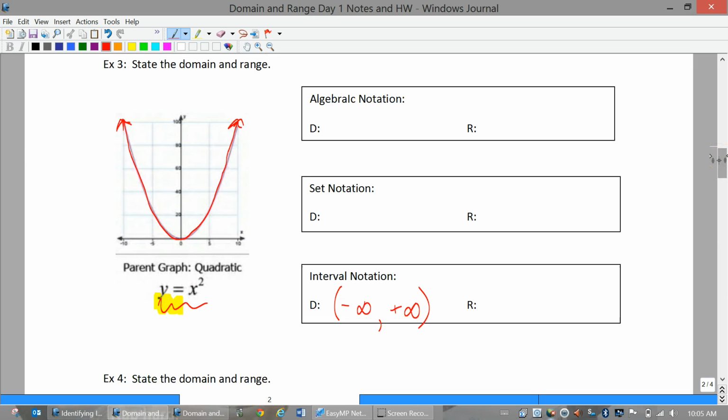Okay. Interval notation, again, range. The furthest down that this graph goes is what value? 0. It gets to 0, though, right? It hits it. So it's a bracket because we actually hit it. And we're going up forever.